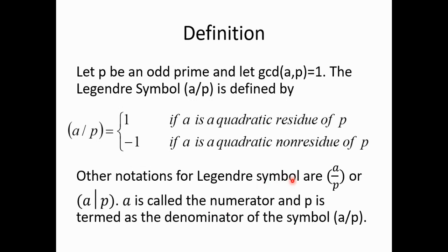Other notations of the Legendre symbol are like this, A upon P, or like this. They are just different notations. This A is called the numerator and P is termed the denominator of this symbol.